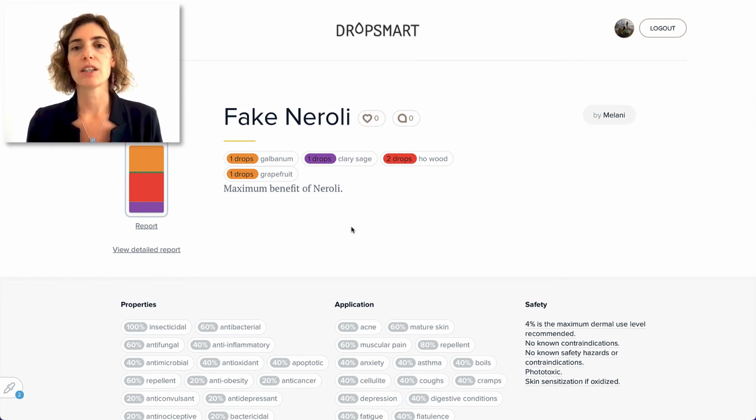I know that my colleagues, when they run out of an oil, they give me a ring and they ask, what can I use instead? Well, now you know, have the knowledge and the power and the tool Drop Smart to help you do it.